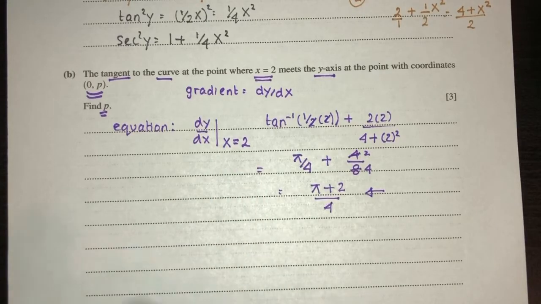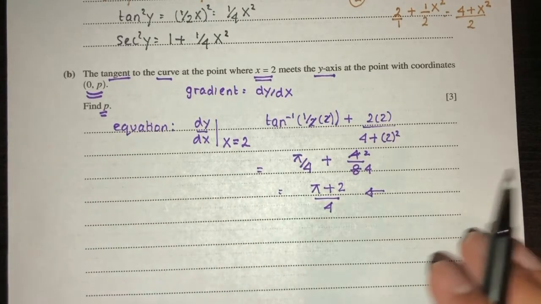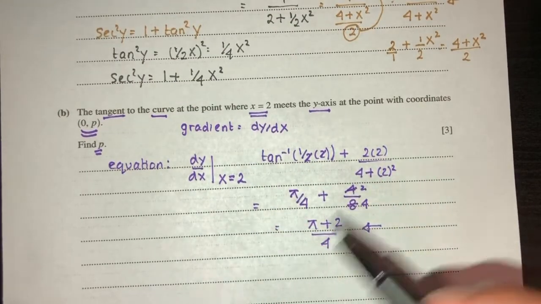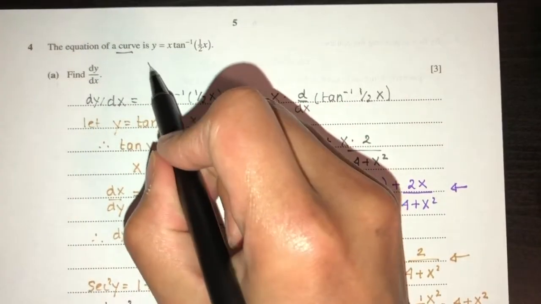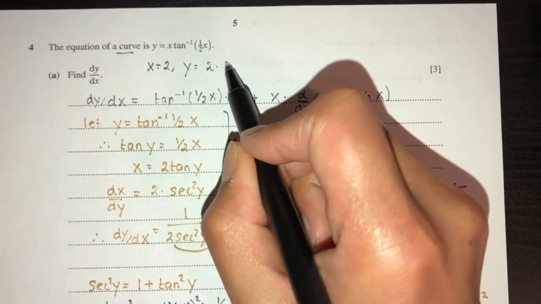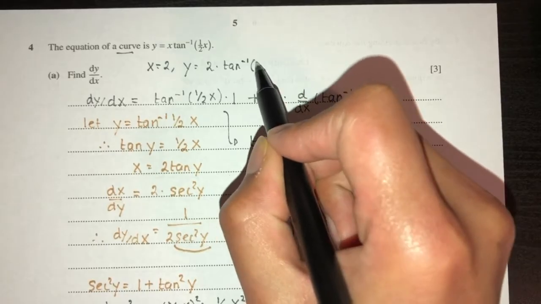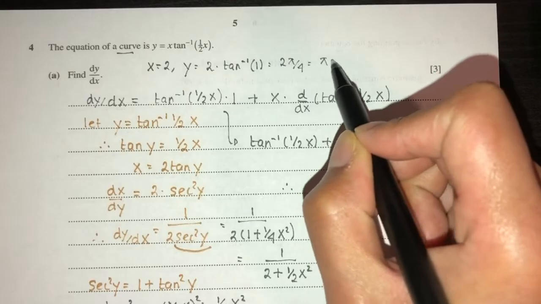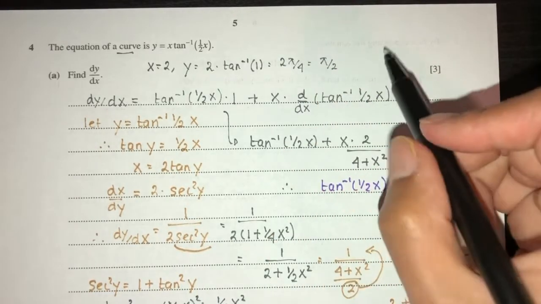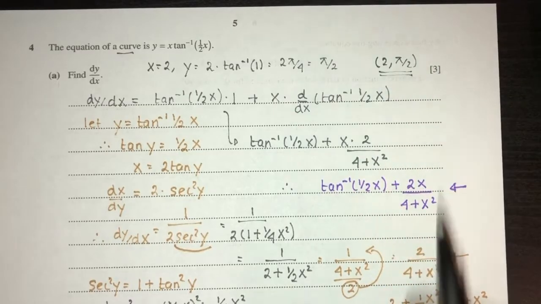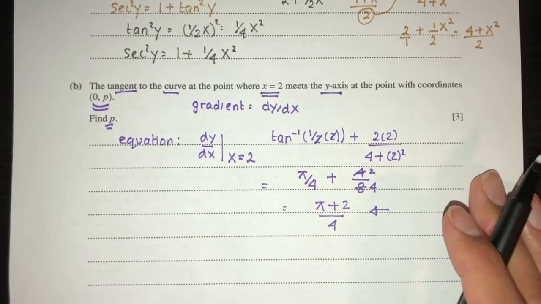Now the next question is, we have to find the equation. At the point where x is equal to 2, what is the y value? We have to know that to find the equation. So let's go back to the curve. When x is equal to 2, y is equal to 2 times tan inverse of 1. That will be 2 pi over 4, which is pi over 2. That is your value of y. So the point will be 2 and pi over 2. That is the passing point we have to use to find the equation of the tangent.